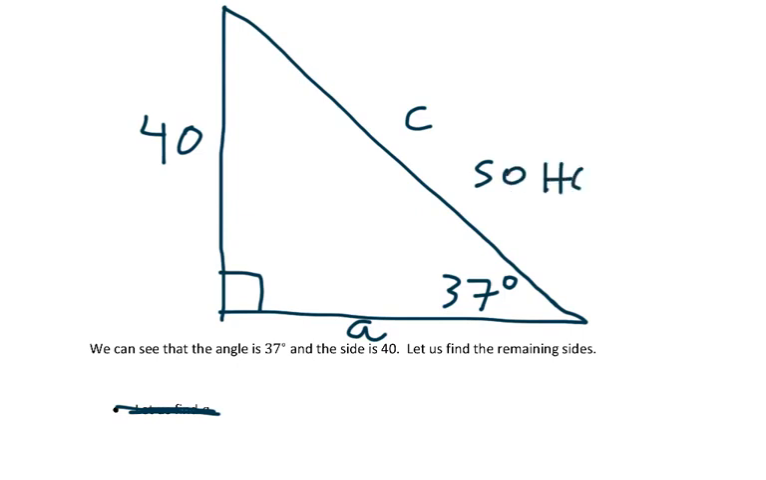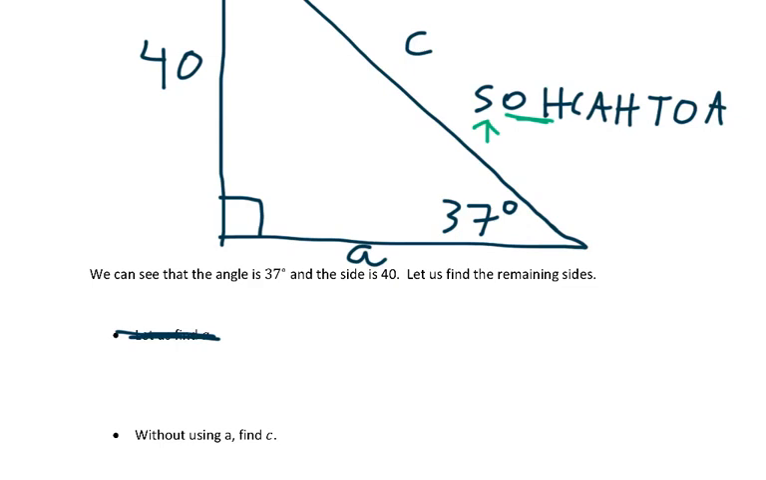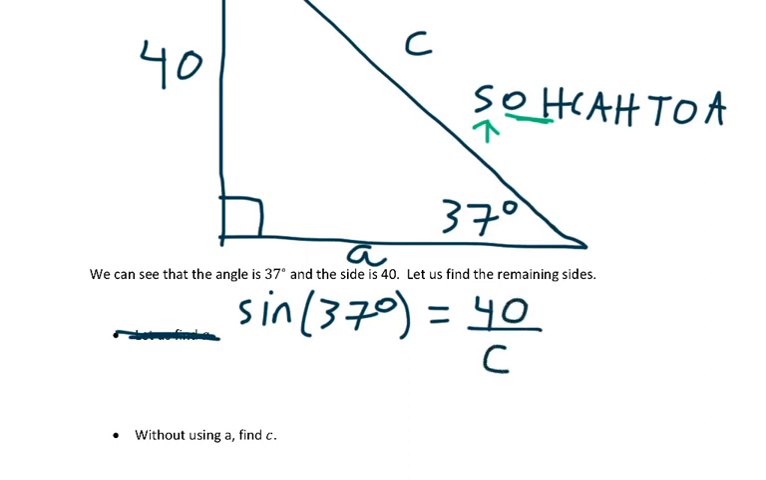Well, let's go to SOHCAHTOA. Okay, so opposite, hypotenuse. Here it is. We're going to use sine. That's what the S is over there. So again, let's use sine. So we have the sine of 37 degrees is equal to opposite, which is 40, all divided by C. Okay, so now, just like before when finding A, what we want to do is solve for C.